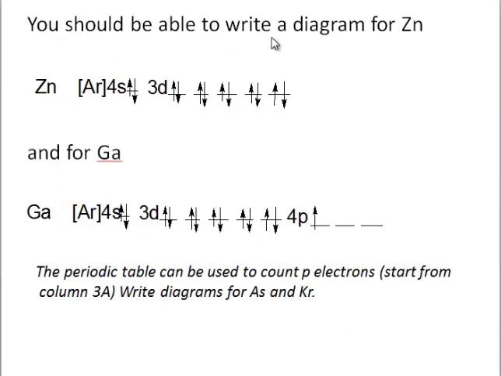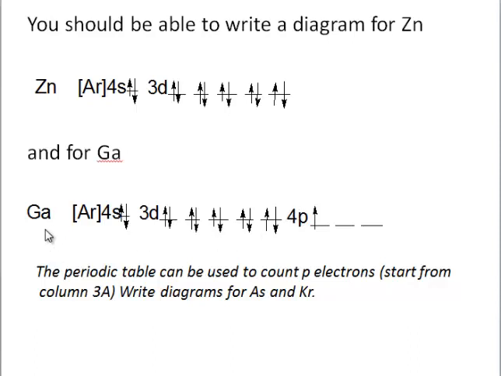You should be able to write a diagram for zinc because zinc is unexceptional. It has 10 3d electrons, so we have the argon core, 2 4s electrons, and 10 3d electrons. Add 1 more electron and you can have an orbital diagram for gallium. The next electron, according to the energy chart, goes into the 4p subshell.